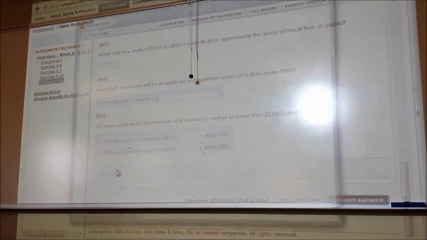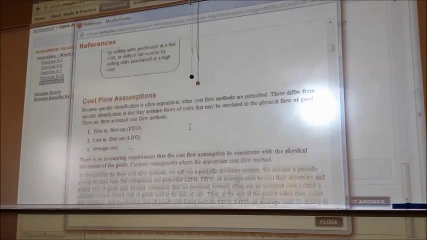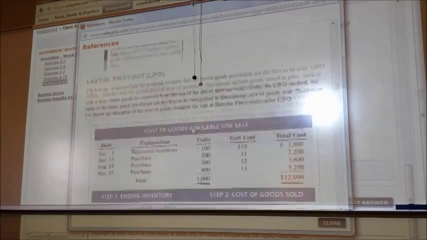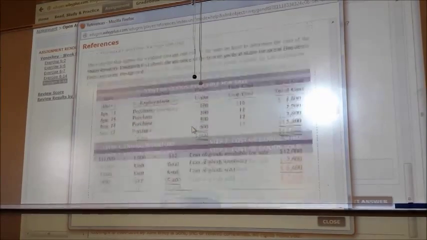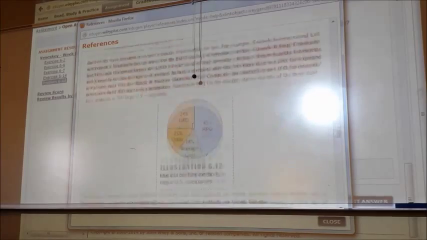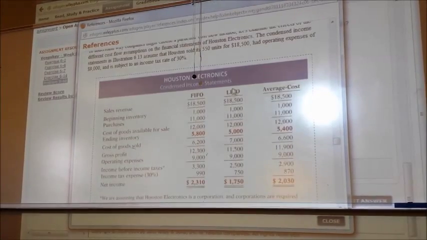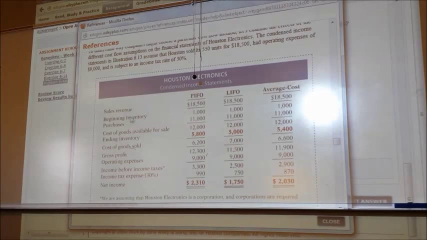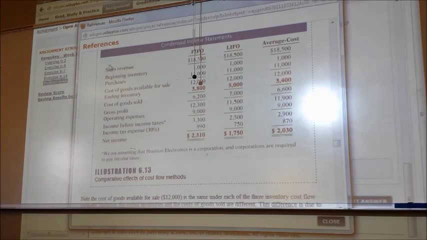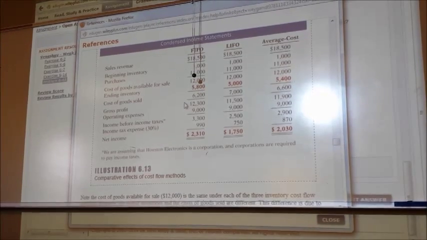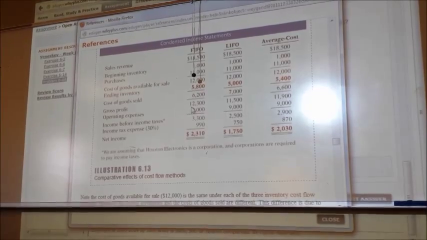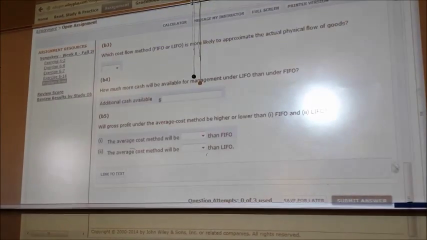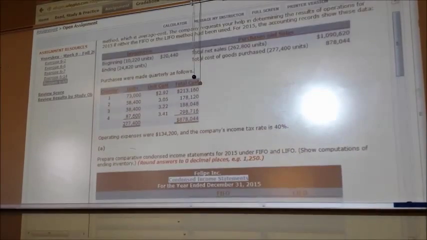When I go down here, the link to text doesn't take me right to it. I have to scroll down a little bit and find the income statement. Here it is, the condensed income statement, just like the other one showed. We're going to follow this format almost identically. It's right from the book, so if you get lost and don't catch everything, you can easily go to this and find at least the format that's supposed to be here.